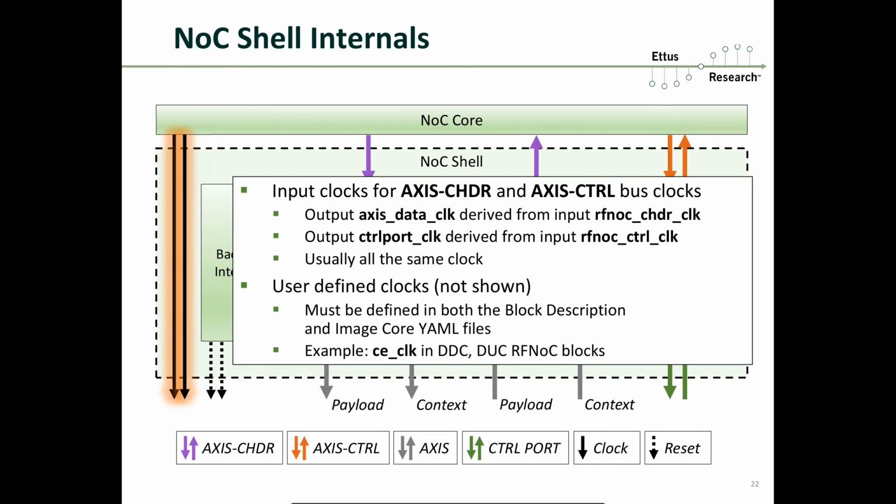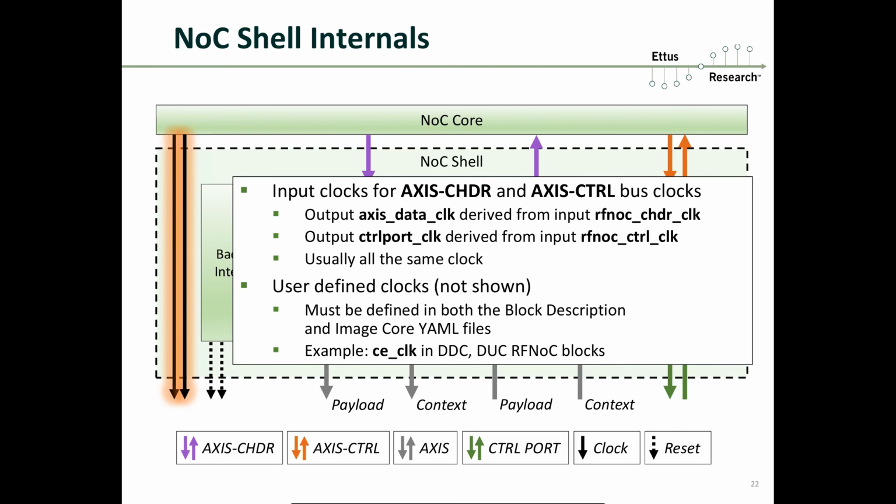One thing I didn't show on the other block diagram is the fact that the blocks have clocks that come in from NOC core. They're called rfnoc_chdr_clk and rfnoc_ctrl_clk. These are actually defined in your block descriptor YAML file. They can be changed, but generally this is what most blocks look like. They go into the NOC shell, and the NOC shell derives two more clocks, the AXI data clock and the control port clock. At the end of the day, for most blocks I've seen, these are all derived from the same clock. They essentially are the same clock.